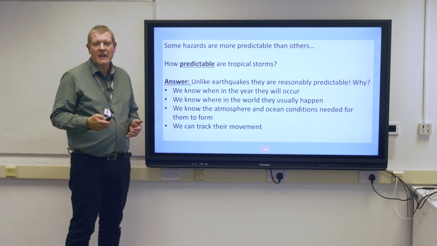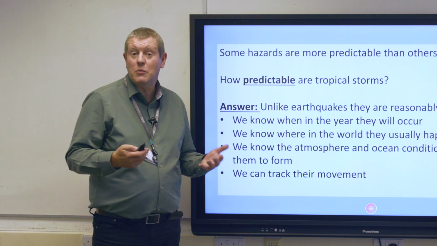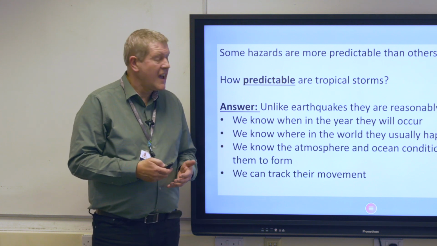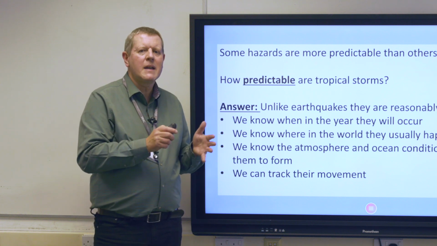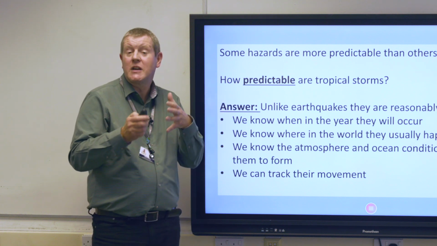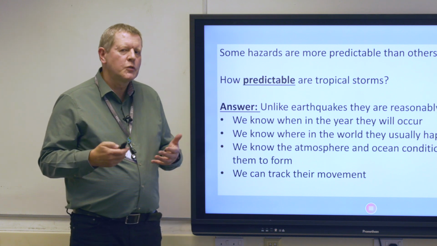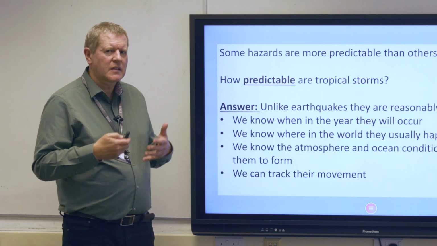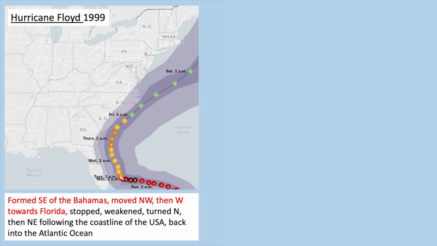And of course we can track their movement. So 60, 70 years ago, it was aeroplanes, it was ships, it was people on the ground. And nowadays we can use satellites to track these storms. Almost minute by minute, almost kilometre by kilometre, we can look at their progress. So in theory, these storms shouldn't be that dangerous because we can predict them reasonably accurately. However, there is a but.